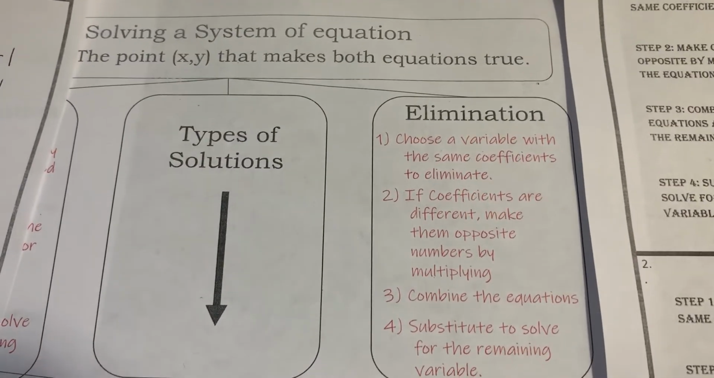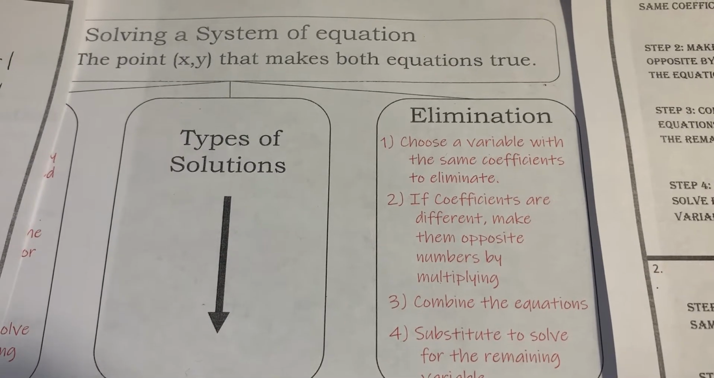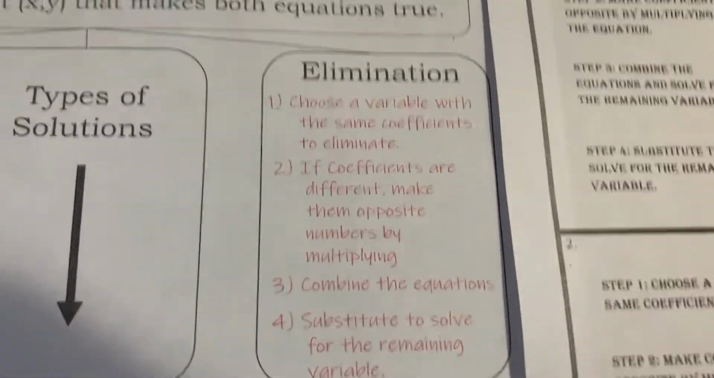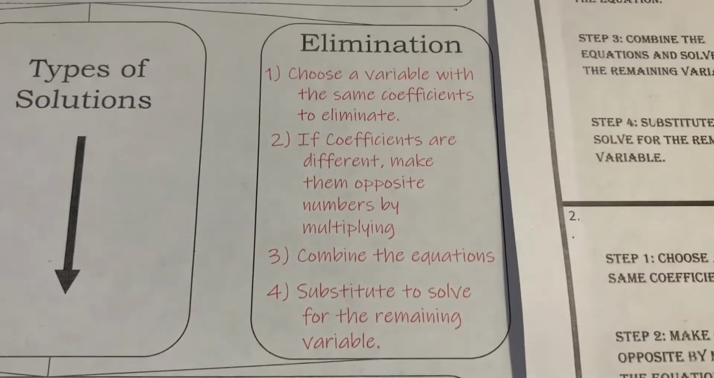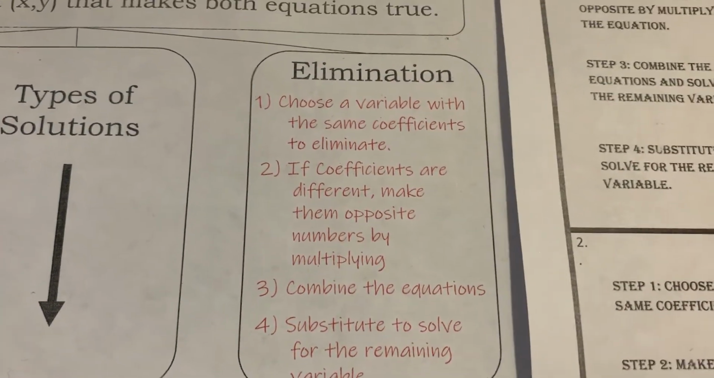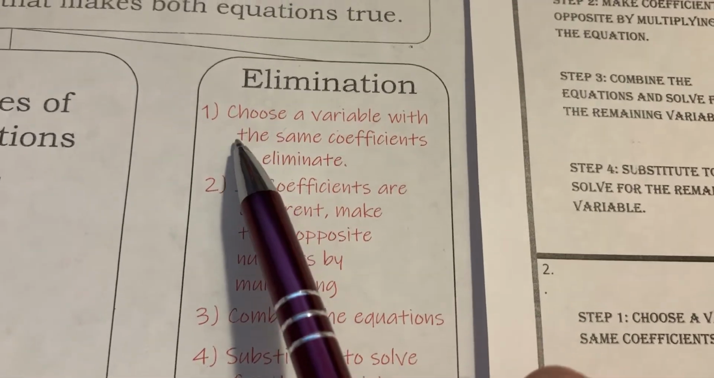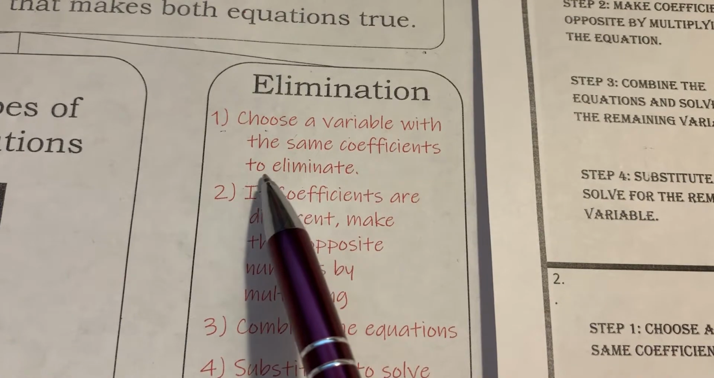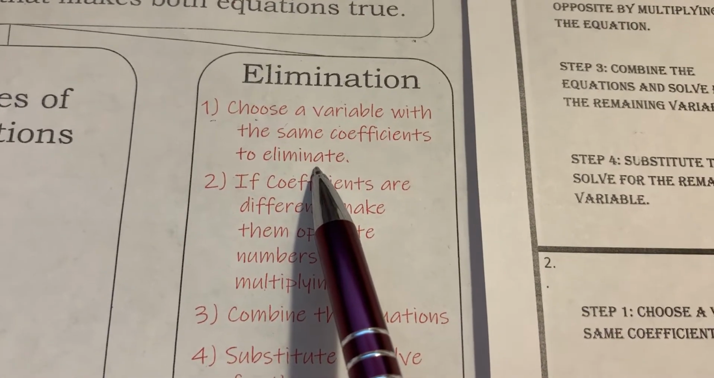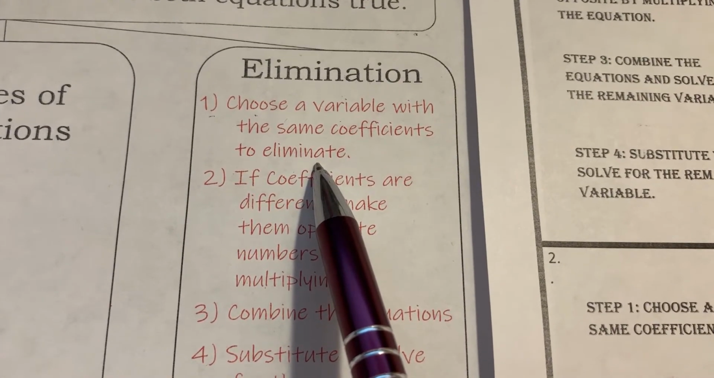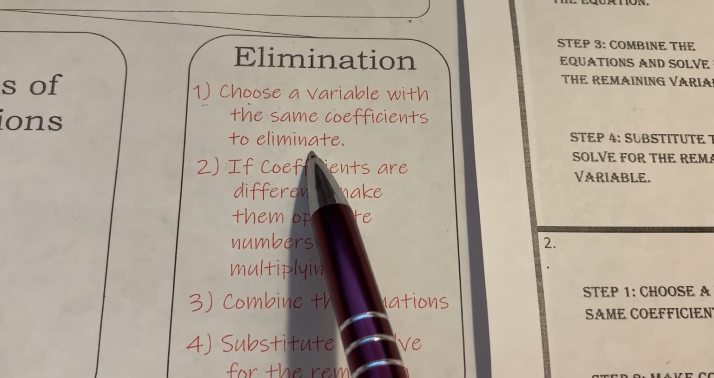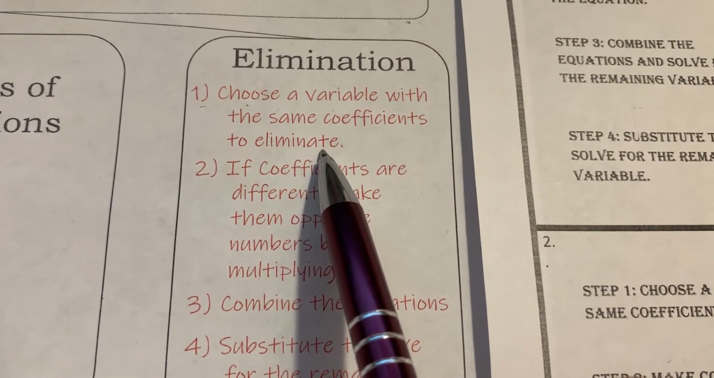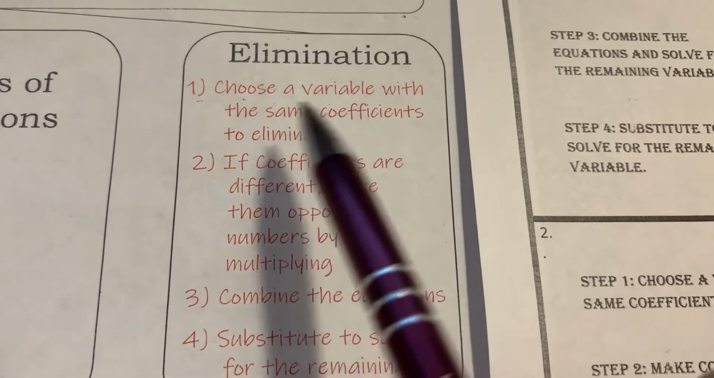On assignment 2, the directions are to solve the system of equations using the elimination method. The elimination method has 4 steps, just like substitution, so let's go ahead and look at those. The first step is to choose a variable with the same coefficient to eliminate. The whole point is that you only want to be left with one variable, either the x or the y. So step 1 is which one am I going to get rid of first?